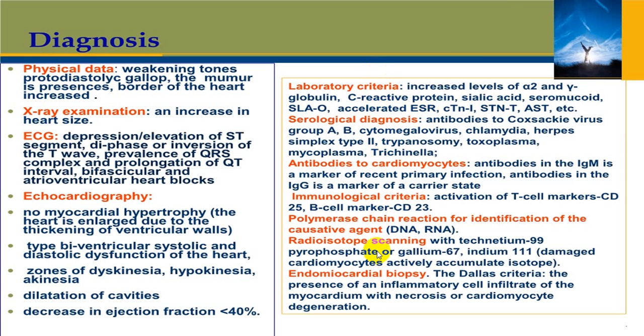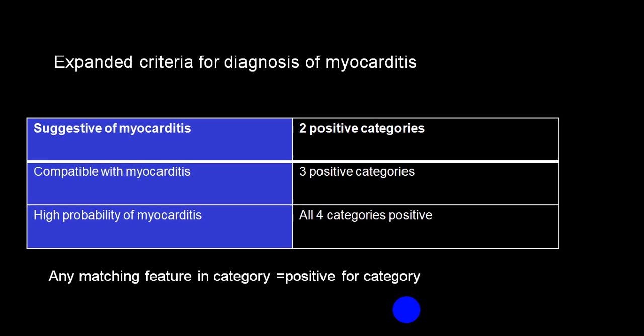Radioisotope study can show you the damage to the myocardium, and endomyocardial biopsy can show you the histopathological classification and type of cellular infiltration.